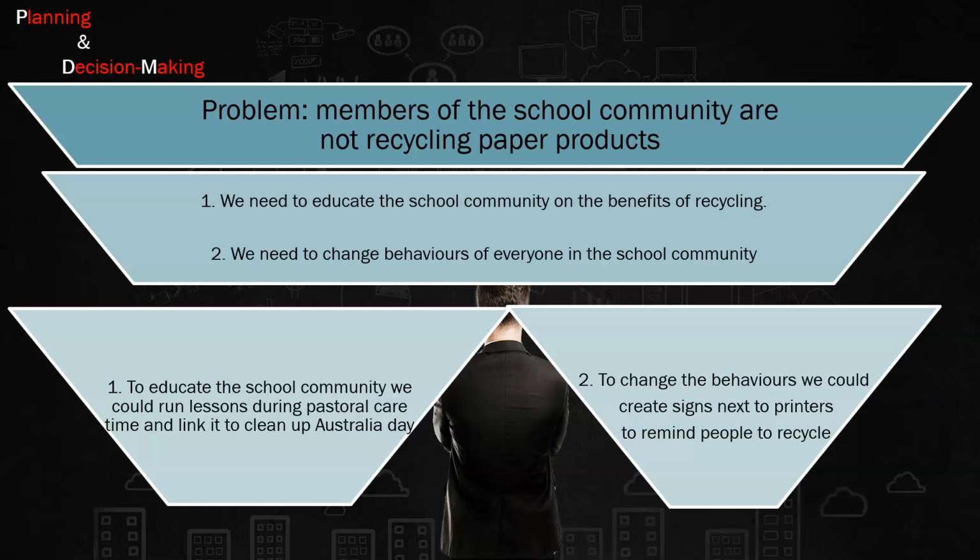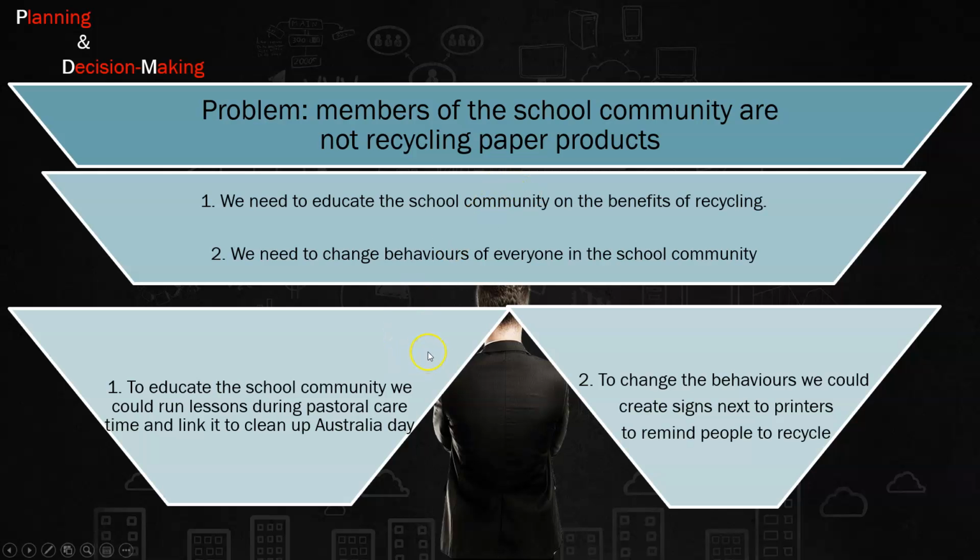So for example, the problem that we're looking at here is that members of the school community are not recycling paper products. At the higher tier, there's two options we could take sort of at the top of this drill technique. The first one is we could educate the school community on the benefits of recycling. And the second one is that we need to change the behavior of everyone in the school community. So we've identified sort of these larger goals. And if you try and go straight from here, again, it's like, well, it's not super clear on what we need to do in order to achieve this.